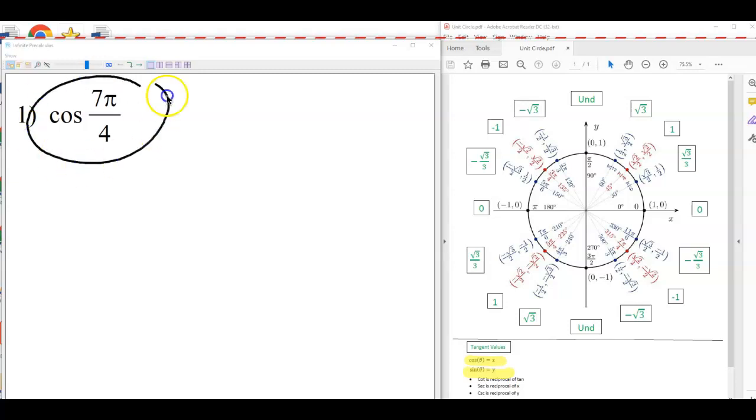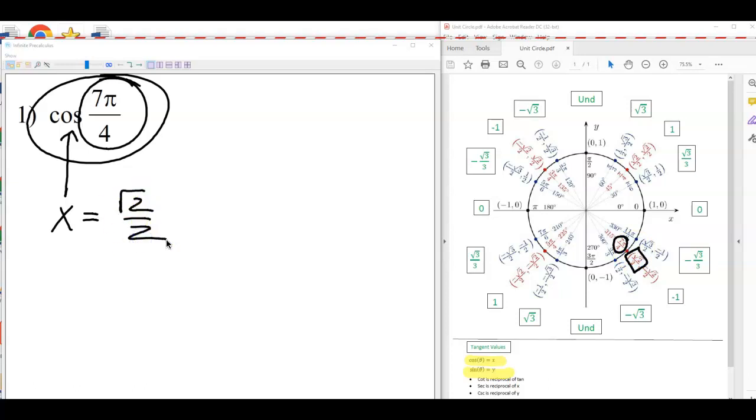So take a look at this. So since it's cosine, we're looking for x. And so we're going to find that radian on the unit circle, 7 pi over 4, which is right there. And then our answer is going to be the x coordinate for that point. So it's radical 2 over 2. Okay, so since it was cosine, we were looking for x, and then we found the angle and picked the x value at that point.